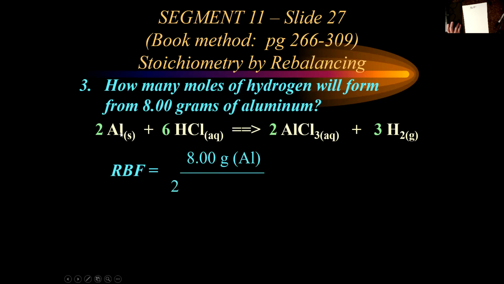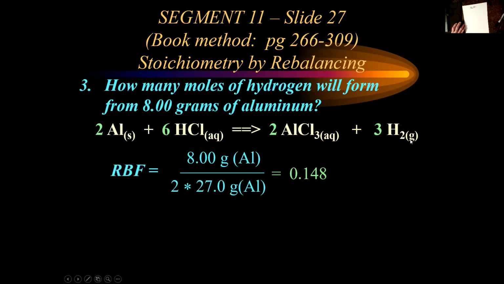And the molecular weight is 27.0 for the atomic weight of aluminum. So my rebalancing factor is 8 divided by 2 and divided by 27. That gets the same unit in the numerator and the denominator. So my rebalancing factor now is just a raw number, 0.148. That means to get this problem, I need to multiply everything in the equation by 0.148.